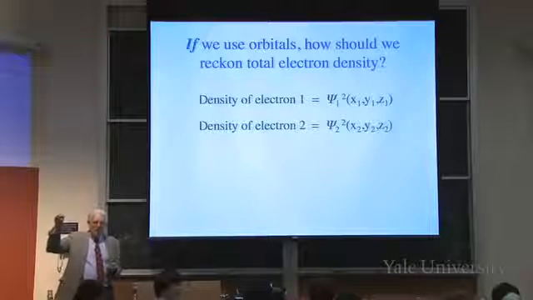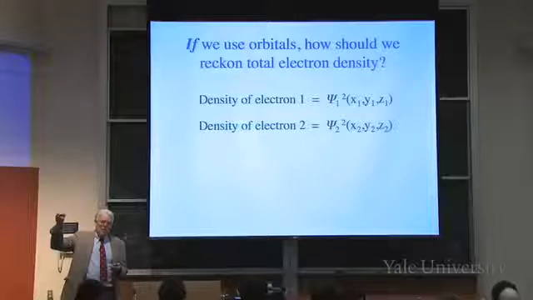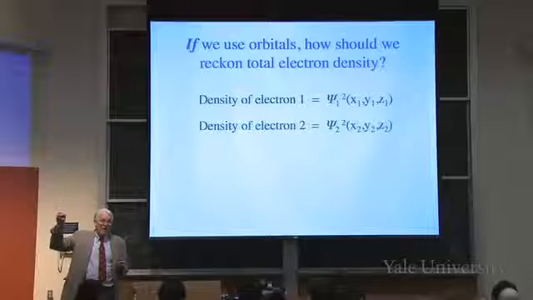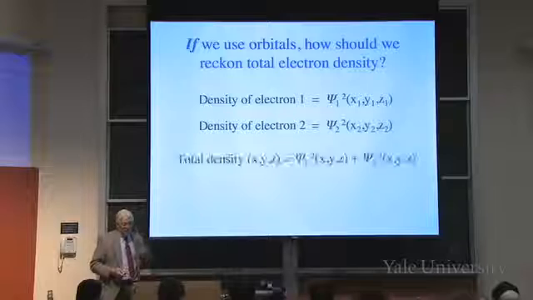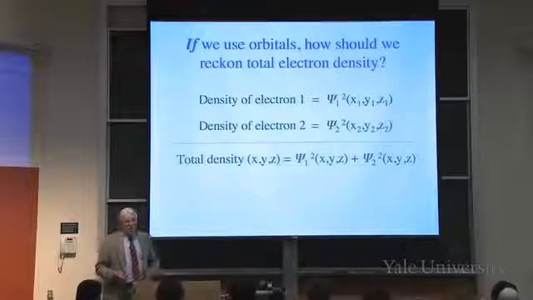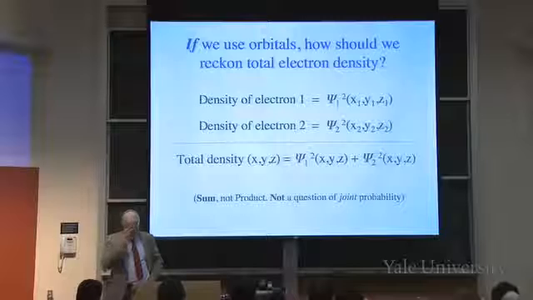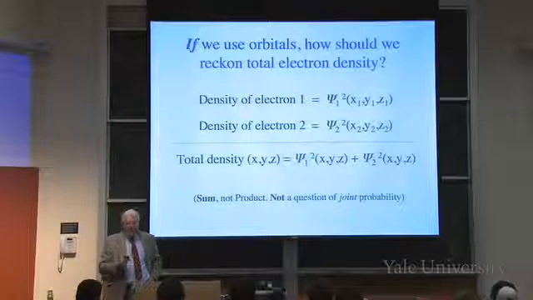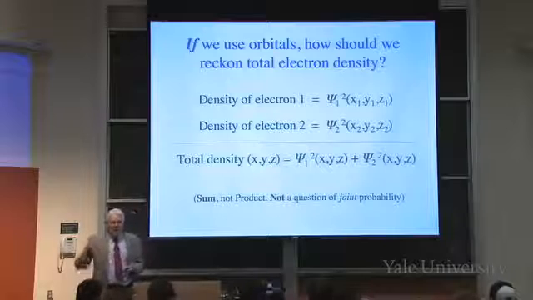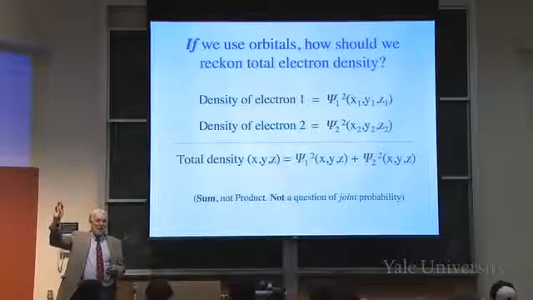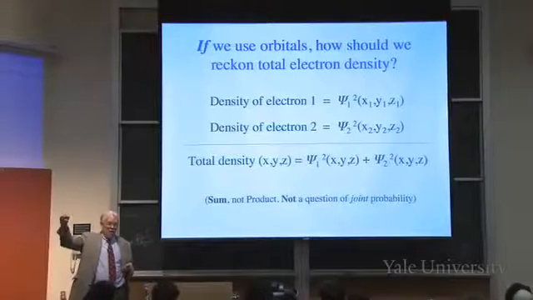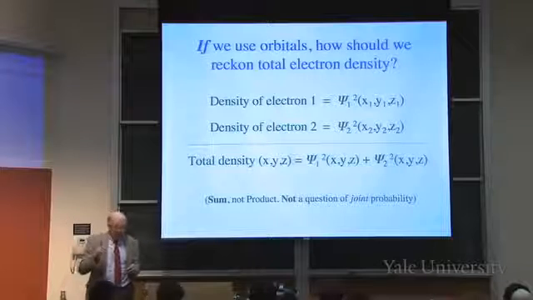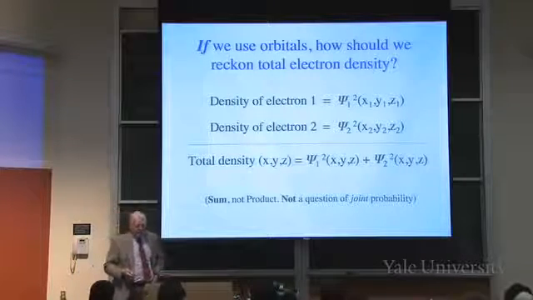If you know how much of electron 1 is there, and you know how much of electron 2 is there, how much total electron density is there? How would you get it? Yeah, add them together. The whole is the sum of its parts. Okay, so the total density is the sum of those two squared wave functions. Just right. But notice it's a sum. It's not a product. This is not a question of joint probability. It's not what's the probability that electron 1 and electron 2 are there at the same time. That's not the question. The question is what's the total probability of finding any electron there. Okay, so it's a sum. It's not a product.